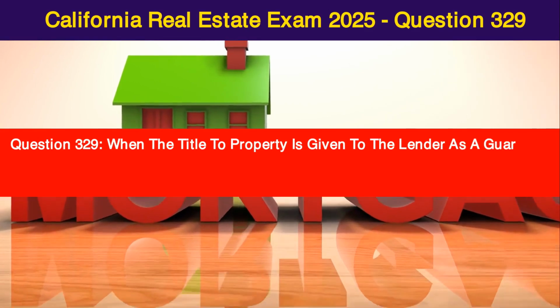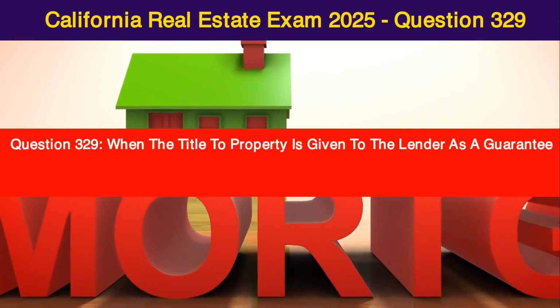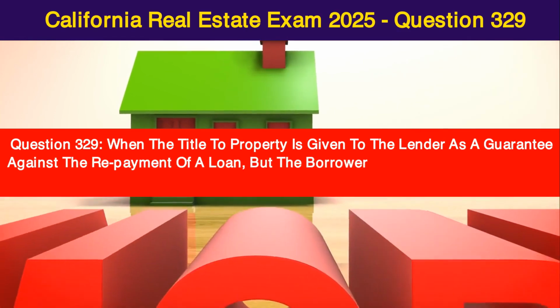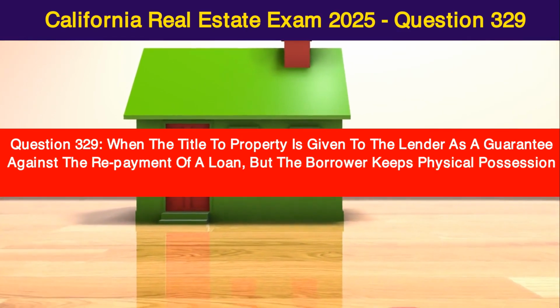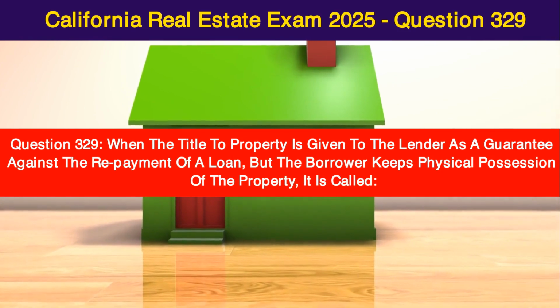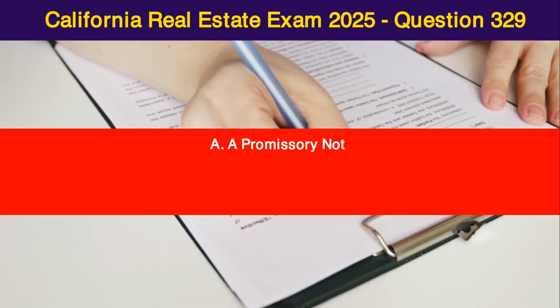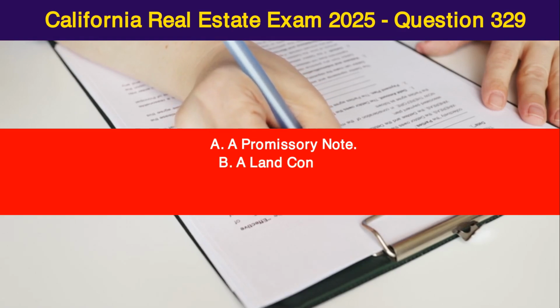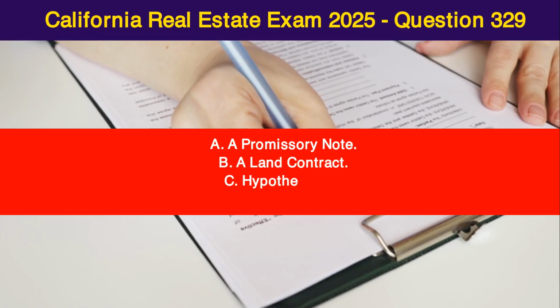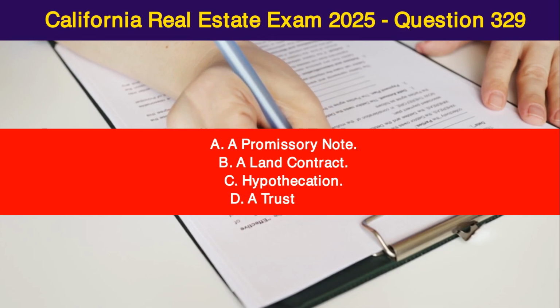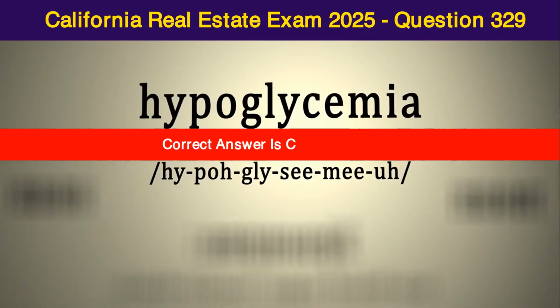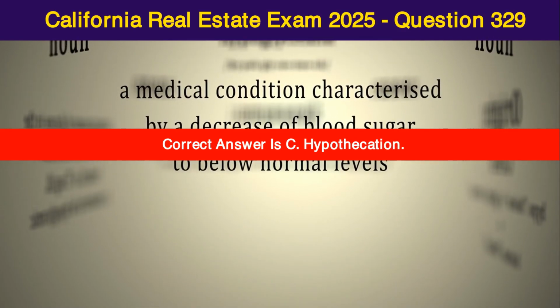Question 329. When the title to property is given to the lender as a guarantee against the repayment of a loan, but the borrower keeps physical possession of the property, it is called A. A promissory note, B. A land contract, C. Hypothecation, D. A trust deed. Correct answer is C. Hypothecation.